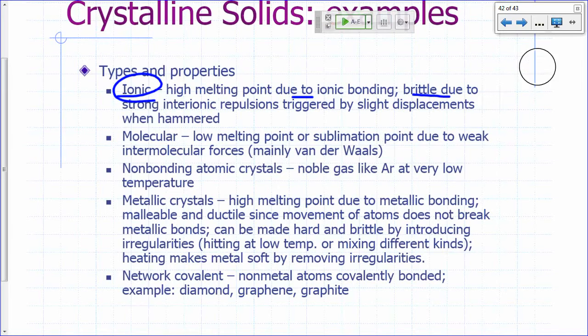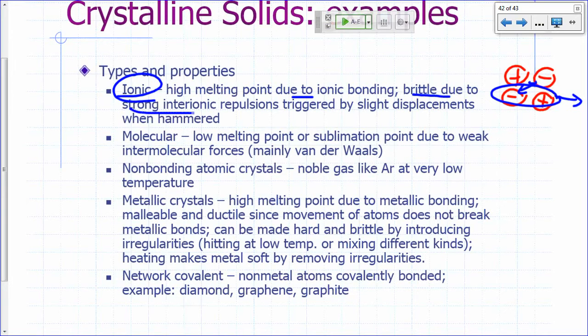In your crystalline solid, you've got positive ions and negative ions right next to each other, right? If you hit an ionic crystal with a hammer, you shift the layers just a little bit to the right because of the force from the hammer. What happens? The negative ions could temporarily be right next to each other, and the positive ions would be temporarily right next to each other. That triggers a very, very strong repulsion, and so that breaks apart your crystal.